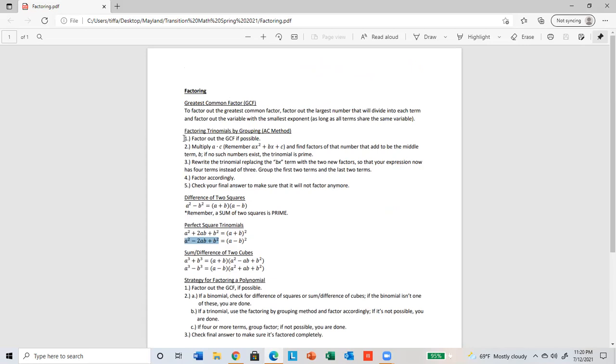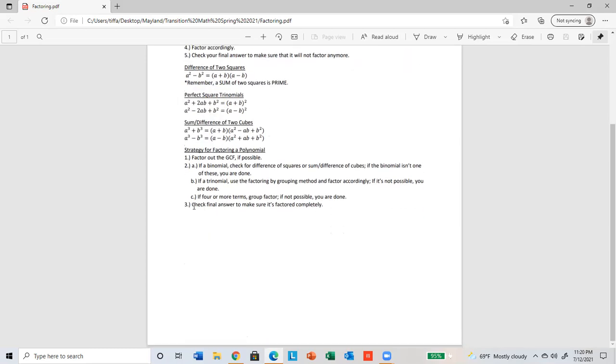There is a list of steps for how to do factoring by grouping right here. Rather than reading these out, I'm just going to show you how to do it. And then finally, you want to check your final answer to make sure it's factored completely. So again, these notes will be on your Moodle page. You're more than welcome to pull them up and look at them.